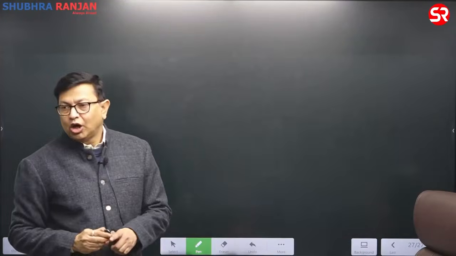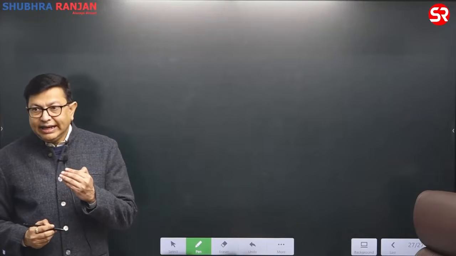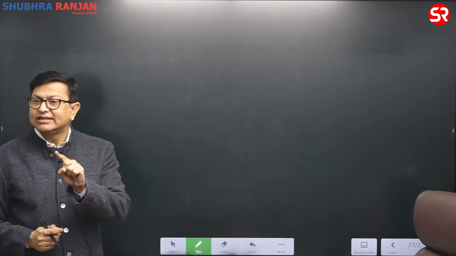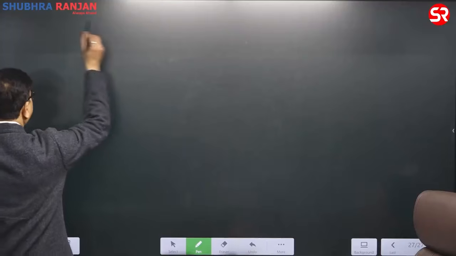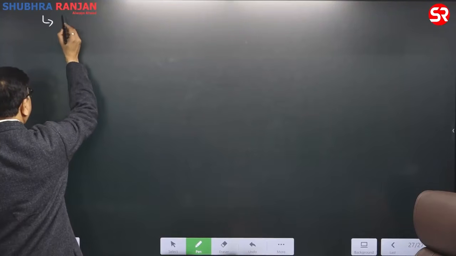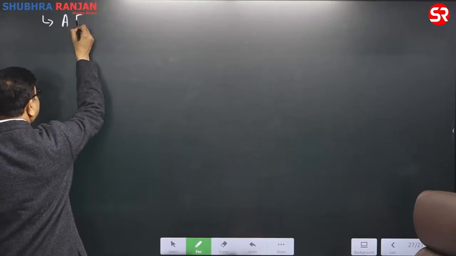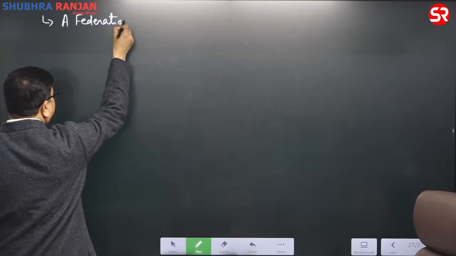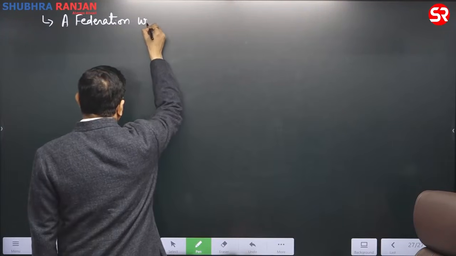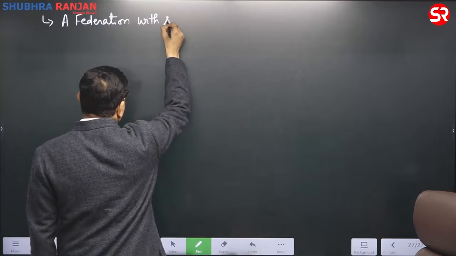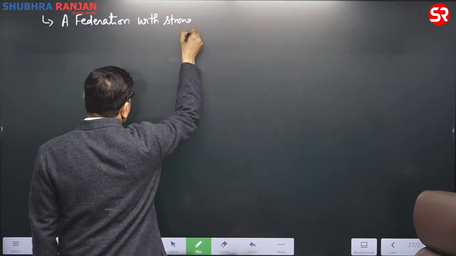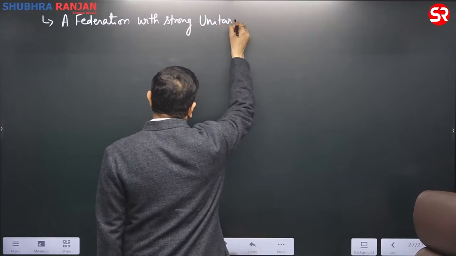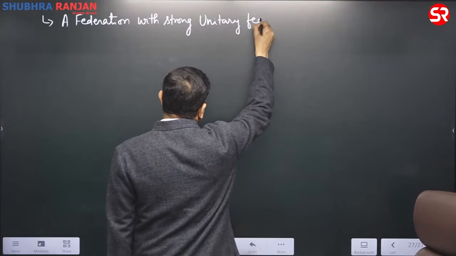another feature of the Indian Constitution is that it provides for a quasi-federal system. Or we can say it is a federation with strong unitary features.